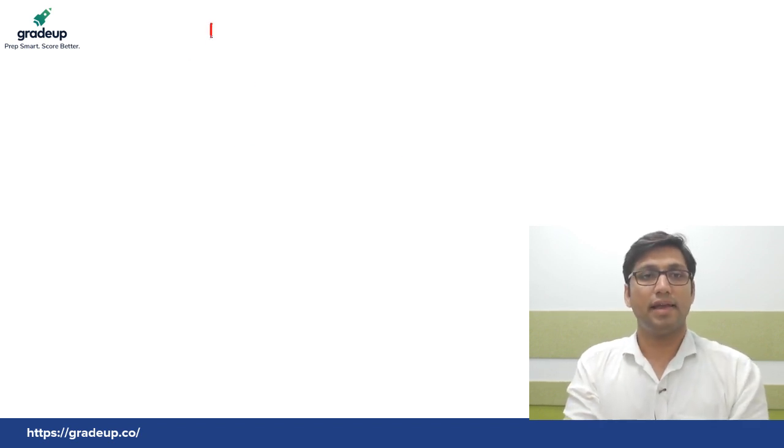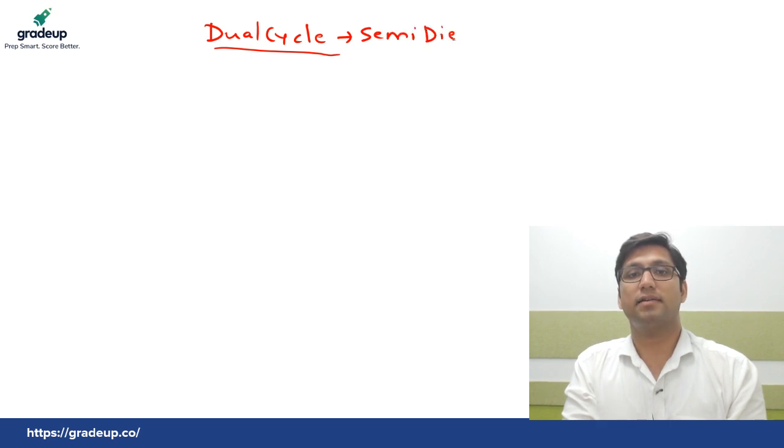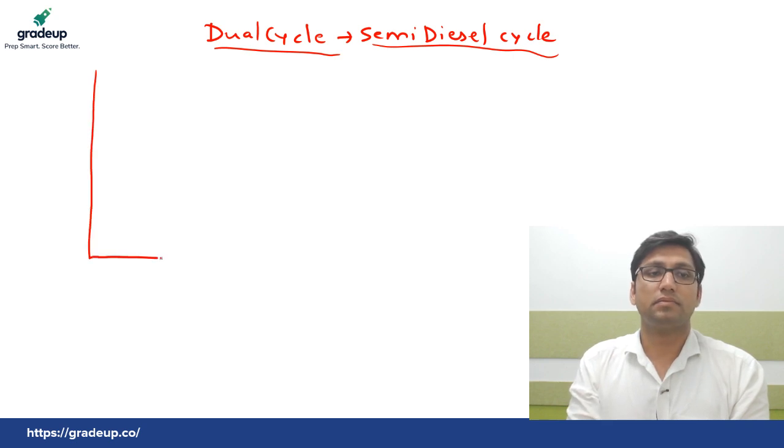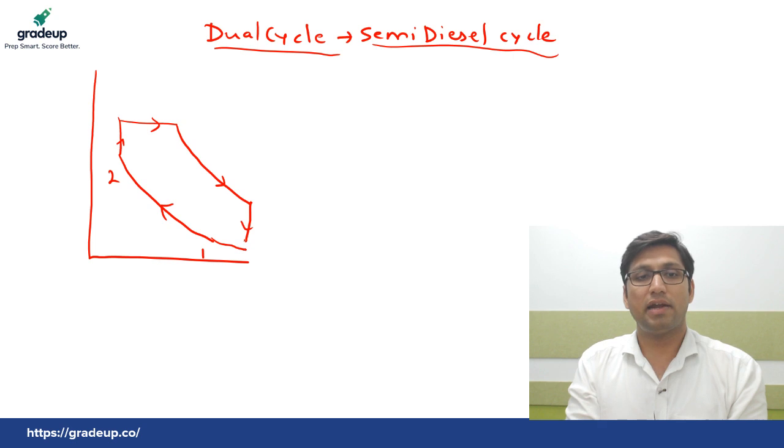The next cycle is the dual cycle that we have studied in this lecture, which is also called the semi-diesel cycle. I'm not going to tell you the formula for this, but in the semi-diesel cycle, firstly heat addition takes place at constant volume and then at constant pressure, and finally isentropic expansion takes place, and then heat rejection at constant volume.